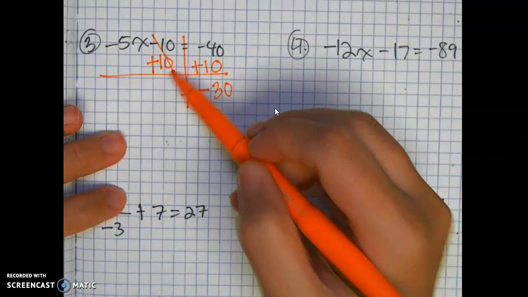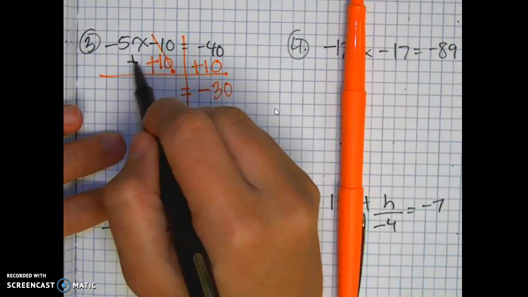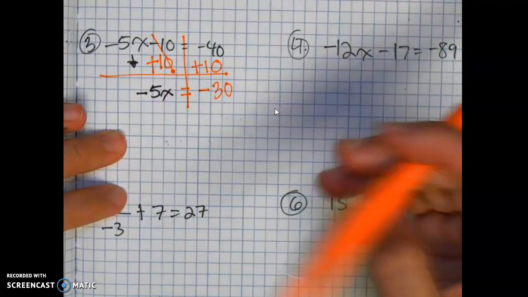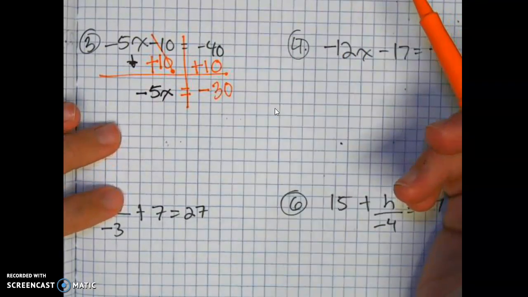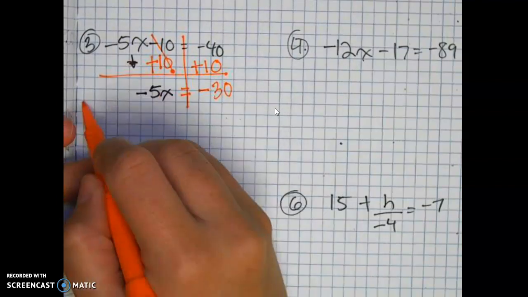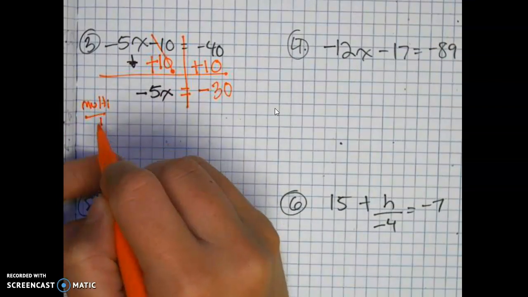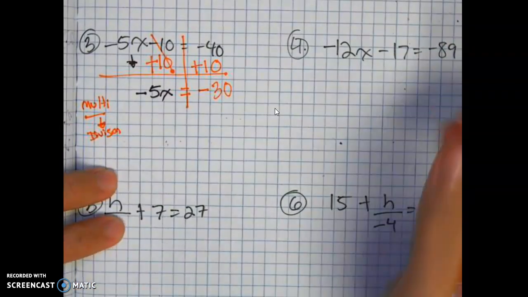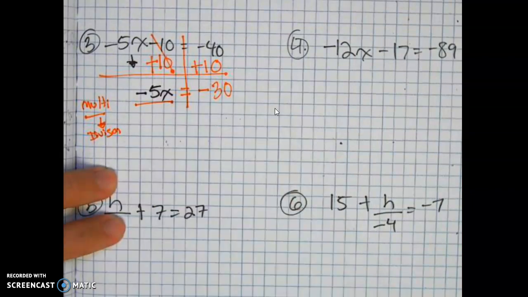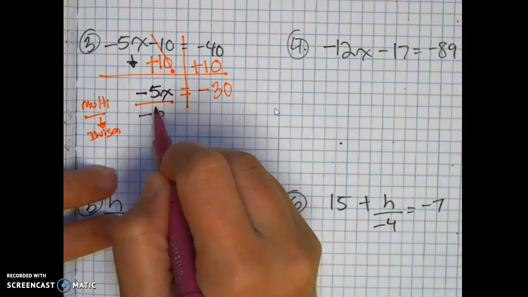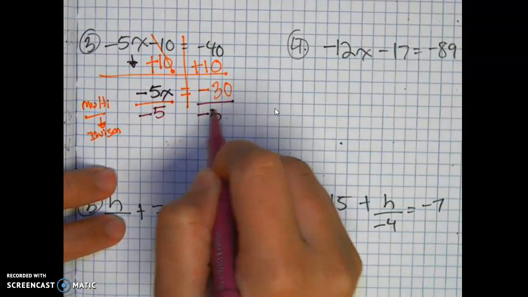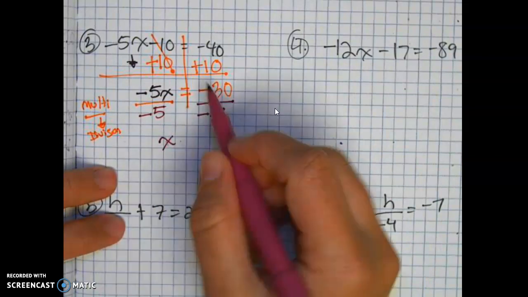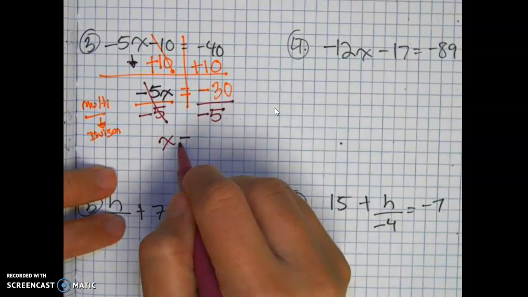Okay, these cancel. I'm going to bring down my negative 5x this time. All right, so now these are multiplied together. The opposite of multiplication is division, right? So you need to divide both sides by negative 5. Make sure you carry the negative with you, because I want everything over here gone. I want to divide without having to divide again.